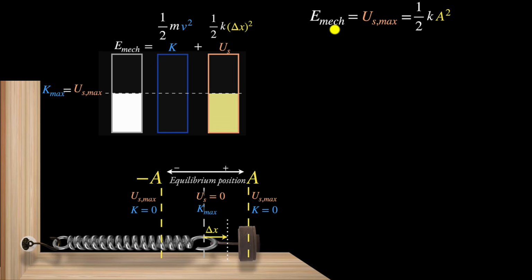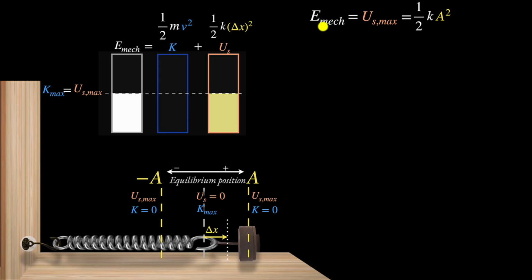And notice we see that the mechanical energy is proportional to the amplitude squared. This means if I were to double the amplitude, the mechanical energy does not double, it quadruples because there's a square over here. Okay, now since I know what my total mechanical energy is, I can use this to figure out the speed of the block at any given position.